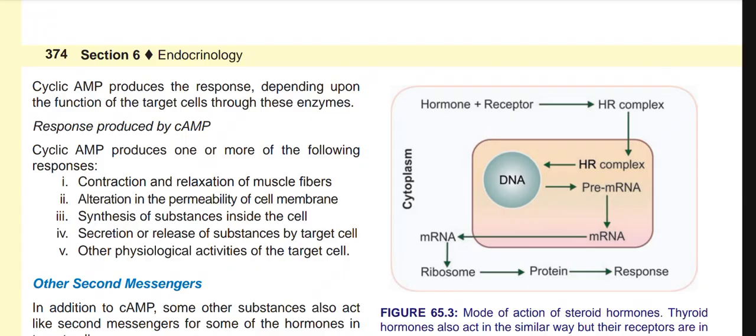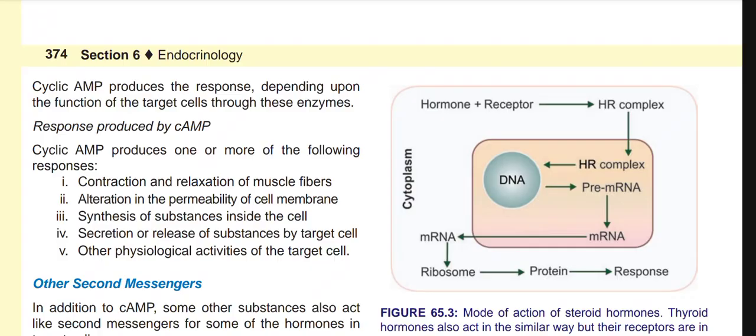So what are the 5 responses? From these 5 responses, 1, 2, 3, 4, maybe something can happen. So number 1 is contraction and relaxation of muscle fiber. Number 2, alteration in the permeability of the cell membrane.